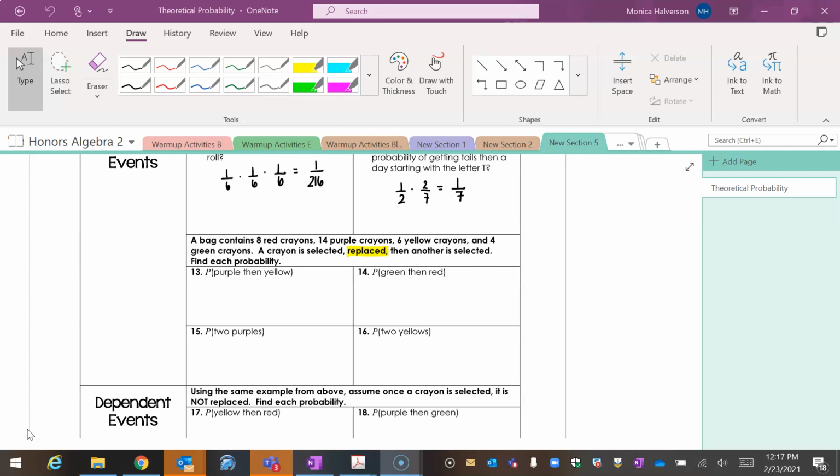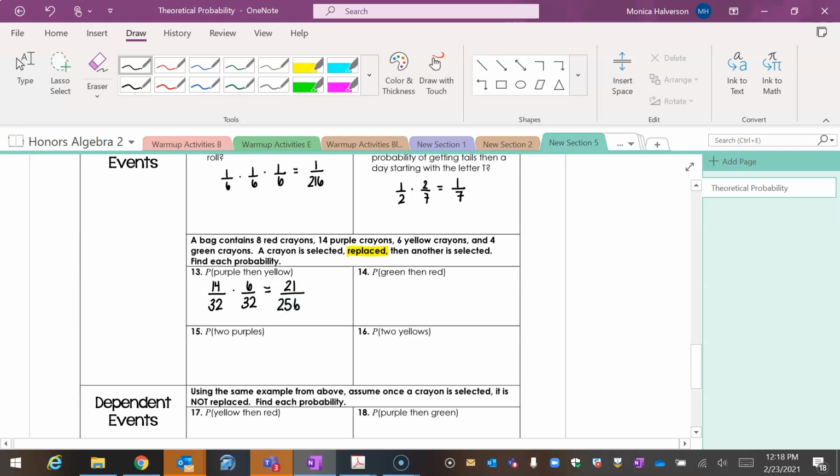Okay, so let's go through 2 of these together. So the first one I'm going to go through is number 13. So what's the probability of purple then yellow? So the probability of picking a purple crayon is going to be 14 over the total amount of crayons, which is 32. And then you put back in that purple crayon, and what's the probability of picking a yellow? And that's 6 out of 32. So you multiply those two together and you get 21 out of 256.